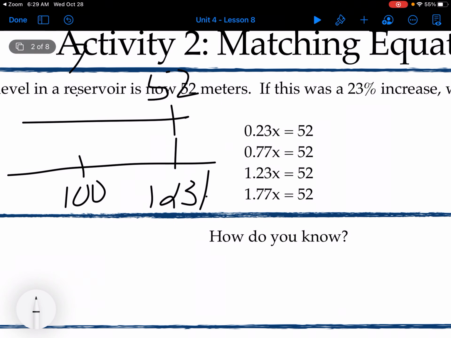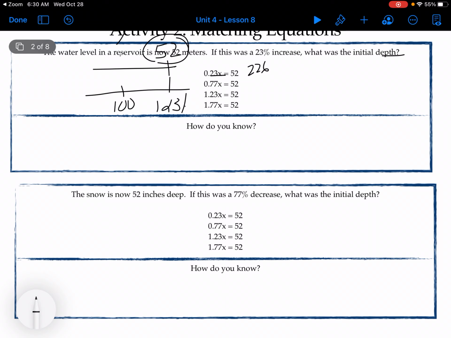So I'm going to divide by 0.23. 52 divided by 0.23, and I get 226. Well, if this is an increase and they're at 52 meters now, I know it can't be this one. And I'm betting it's not going to be the next one. So 52 divided by 0.77. So again, that's making it larger. Okay, so let's try the next one.